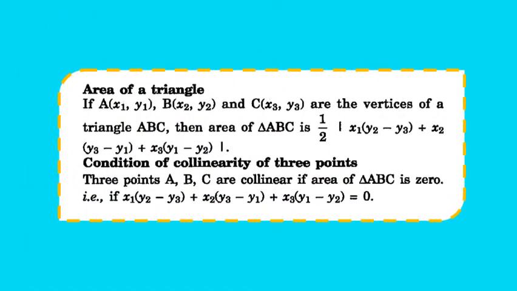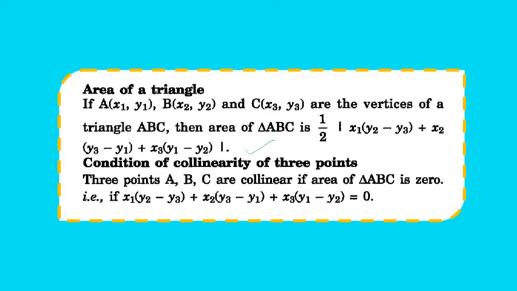Then we have already learned about area of triangles, that if A (x1, y1), B (x2, y2) and C (x3, y3) are the vertices of a triangle, then the area of the triangle is half modulus of x1 (y2 minus y3) plus x2 (y3 minus y1) plus x3 (y1 minus y2). And if the area of the triangle is 0, then we say that the 3 points A, B, C are collinear.